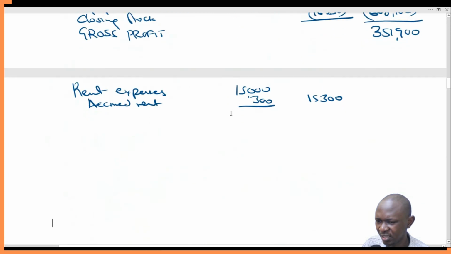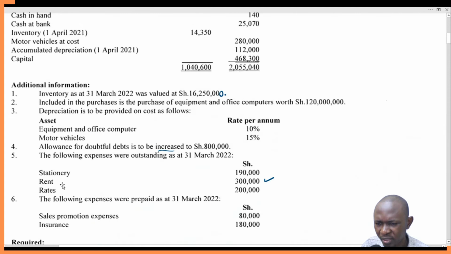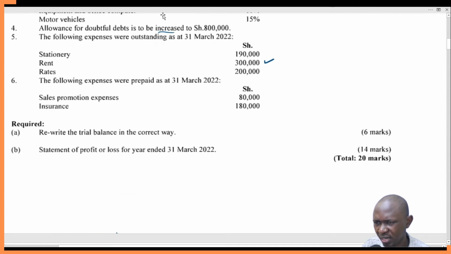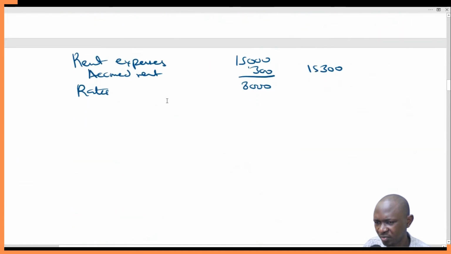Rates is 8,000, and there was also some workings. So to be on the safer side, let's put it here, 8,000. And then let's get the workings for rates. Rates is 200, and these are outstanding. Outstanding means it's part of that year's expenses, but it had not been paid. So 200 gives us 8,200.